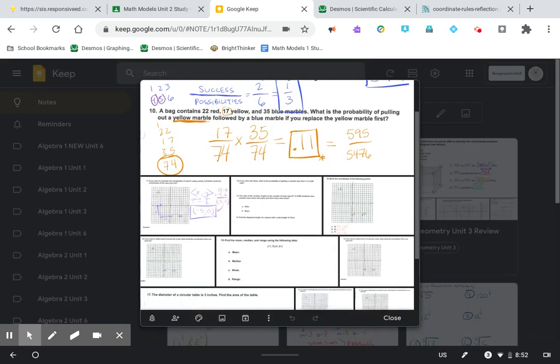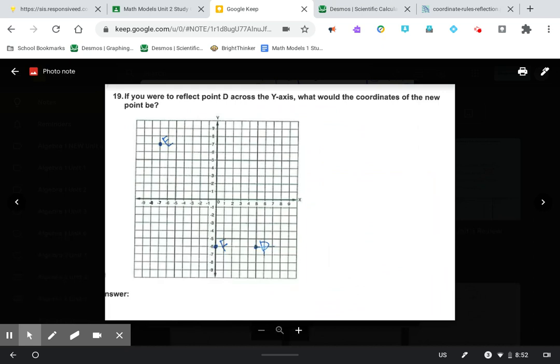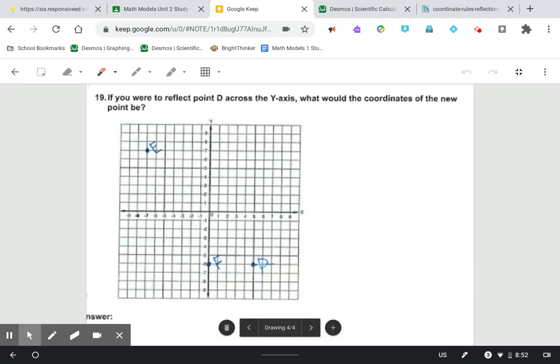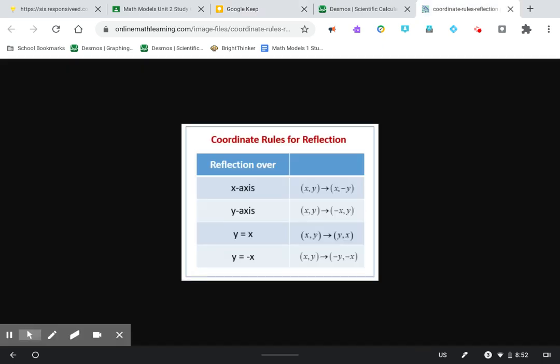All right. More of the same. If you were to reflect point D across the y-axis, what would the coordinates of the new point be? So the starting value of point D is 5, -6. That's important. So that's where it starts. And then you should have this in your notes, but here's another version of the same information. These are what you do when you reflect over a particular line. They're telling us to reflect over the y-axis.